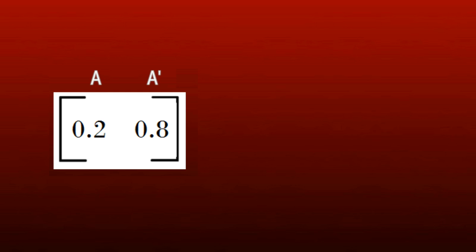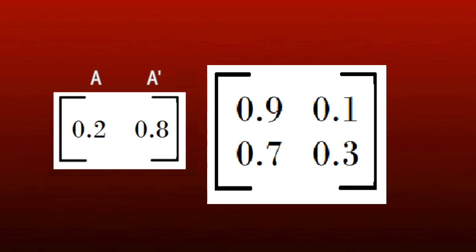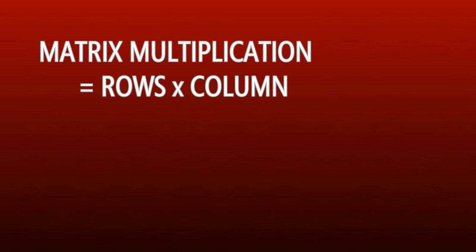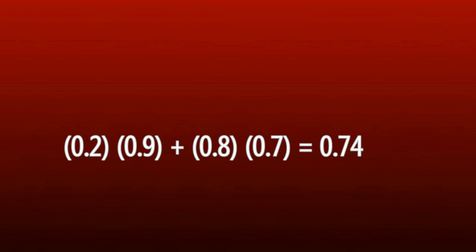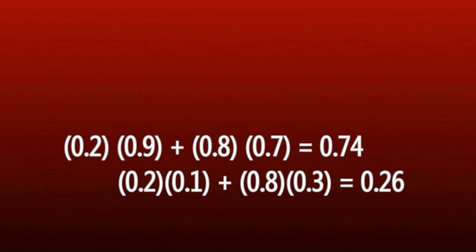Let us point out one other thing real quick and we're nearly done in this video. Notice if we multiply our initial distribution matrix, 0.2 and 0.8, times the probability matrix 0.9, 0.1, 0.7, and 0.3. Remember again matrix multiplication, we multiply rows by columns. We will get 0.2 times 0.9 plus 0.8 times 0.7, which gives 0.74. And then if we take our first row times our second column, we're going to get 0.26.